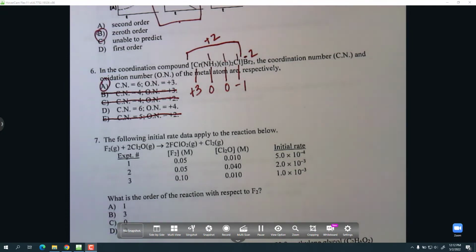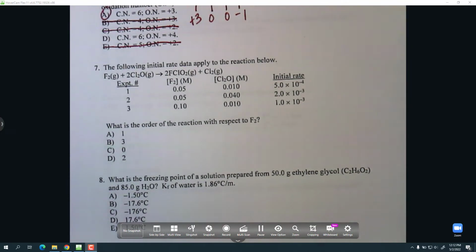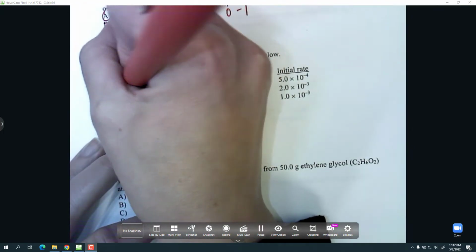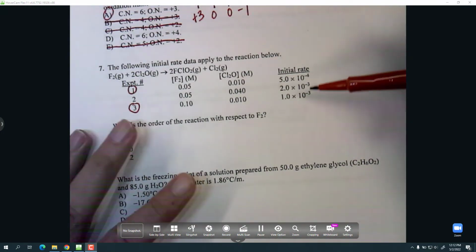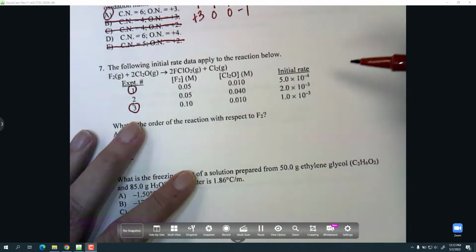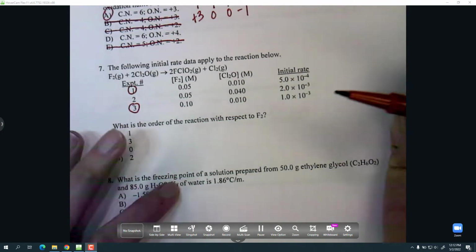All right, kinetics, reaction order with respect to fluorine. All right, so I'm going to pick 2 experiments where the ClO2 is staying the same, but the F2 is changing. That looks like 1 and 3 to me. You may have done this enough that you can just sort of look at the change and see what it is, but I'm going to write it all out.